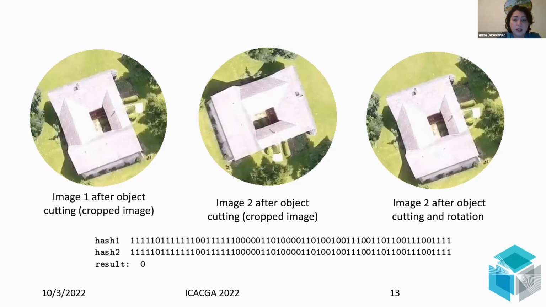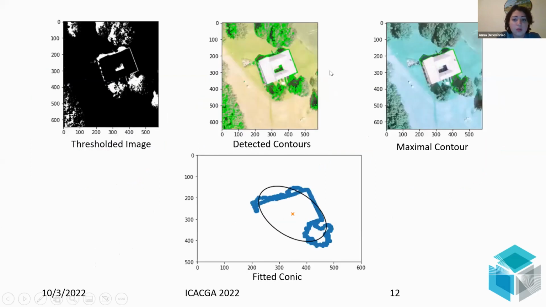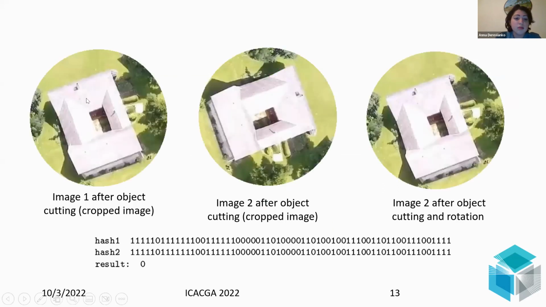So if you go back for a while, you can notice that our object was cut off, and then it's ready for further comparison. We crop it thanks to the semi-axis. We rotate it thanks to the angle of rotation. And then we have the first image, the second image, and the second image after we rotate it. Here we got the result that the angle of rotation should be 83 degrees.